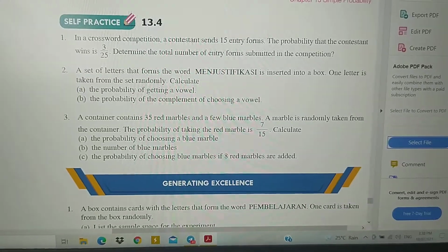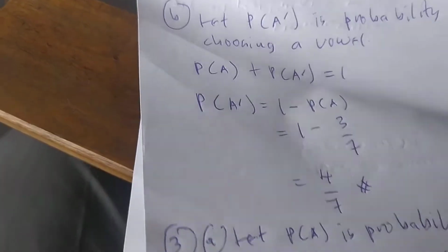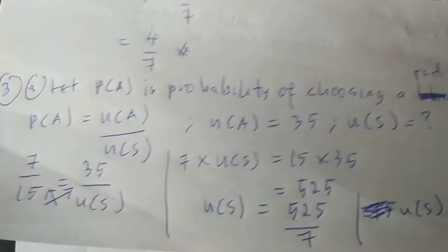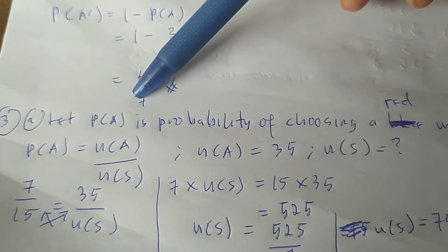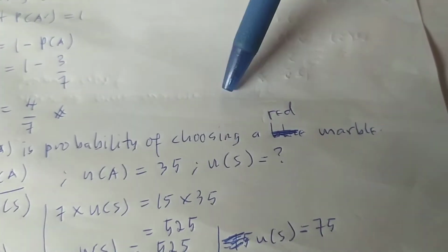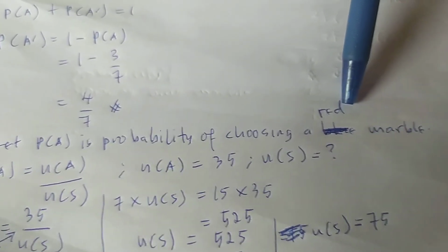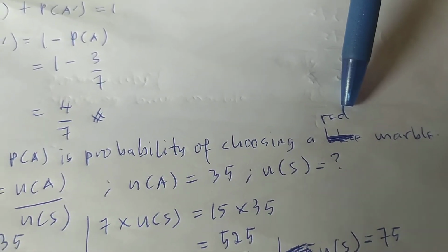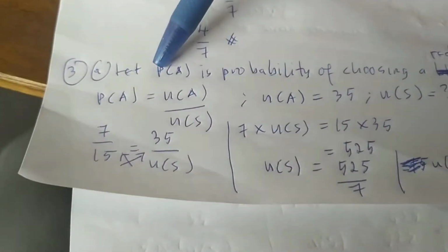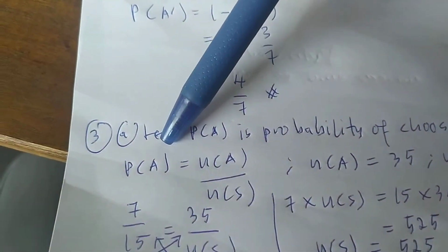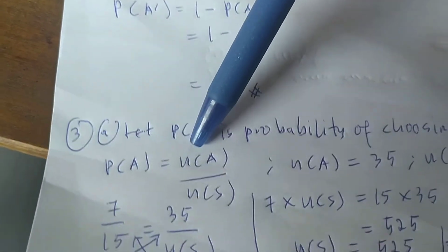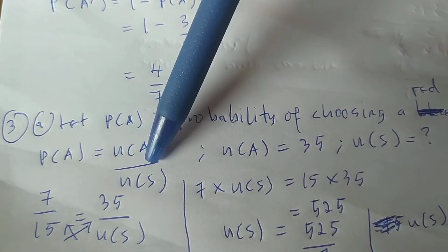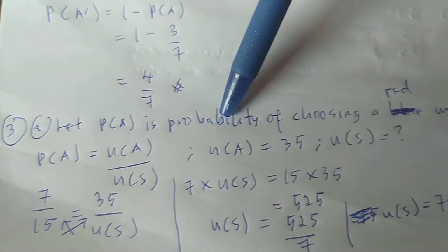Okay, so how to do this one? Alright, so look here. Firstly, you have to make an assumption. Let P(A) be the probability of choosing a red marble, because given in the question is the probability of taking the red marble, which is equal to 7/15. So this is the formula that you have to remember: P(A) equals n(A) divided by n(S).